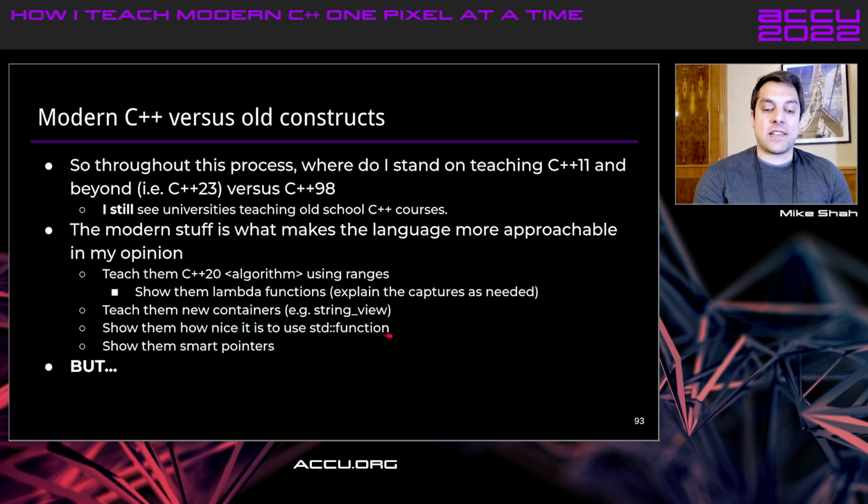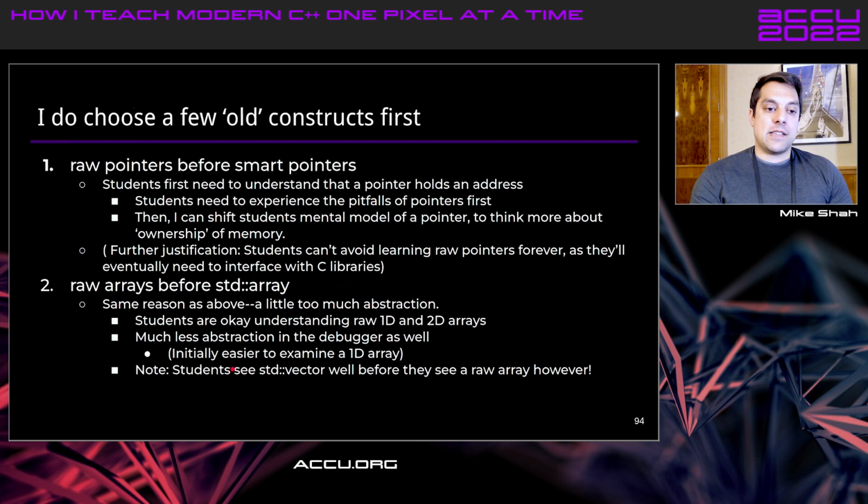I'll show them things like std::function and how that might be interesting versus the function pointer syntax. And I'll show them smart pointers so that they can use smart pointers as well. Again, that's something emphasized by many folks and can be useful. But my big "but" here on modern C++ versus old constructs is I do choose a few old constructs first.